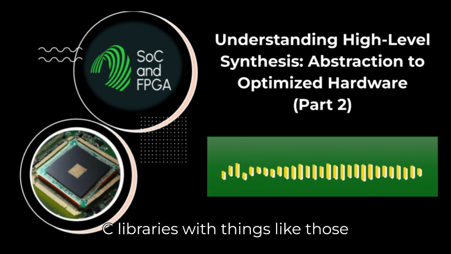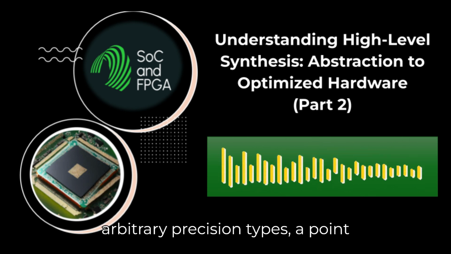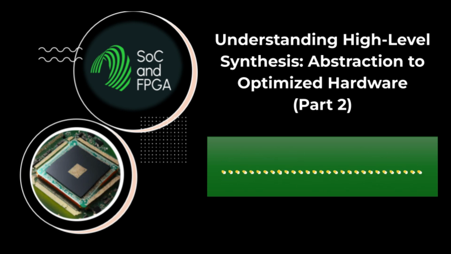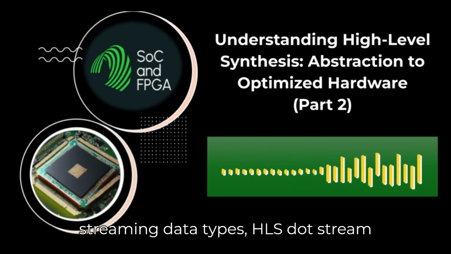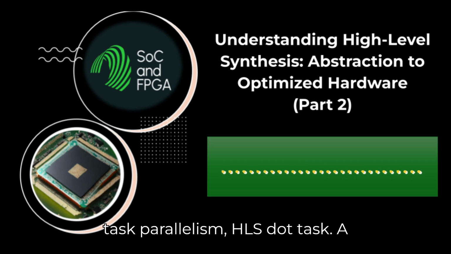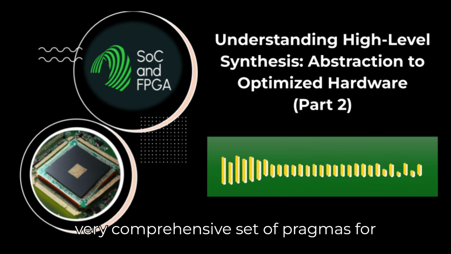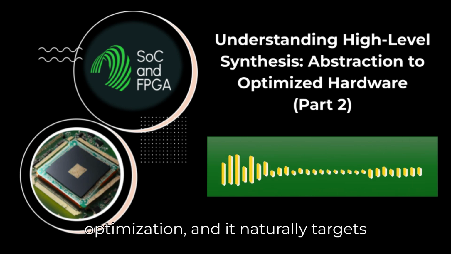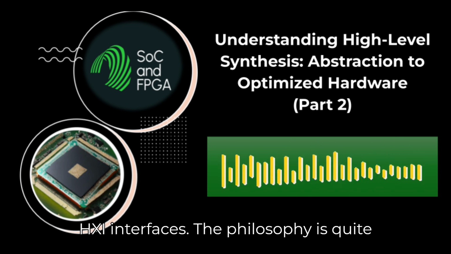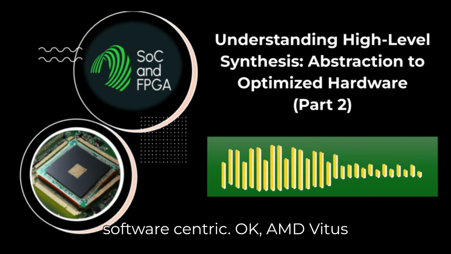Oh yes, rich C++ libraries with things like those arbitrary precision types, ap_int, streaming data types, hls::stream, task parallelism, hls::task, a very comprehensive set of pragmas for optimization. And it naturally targets AXI interfaces.